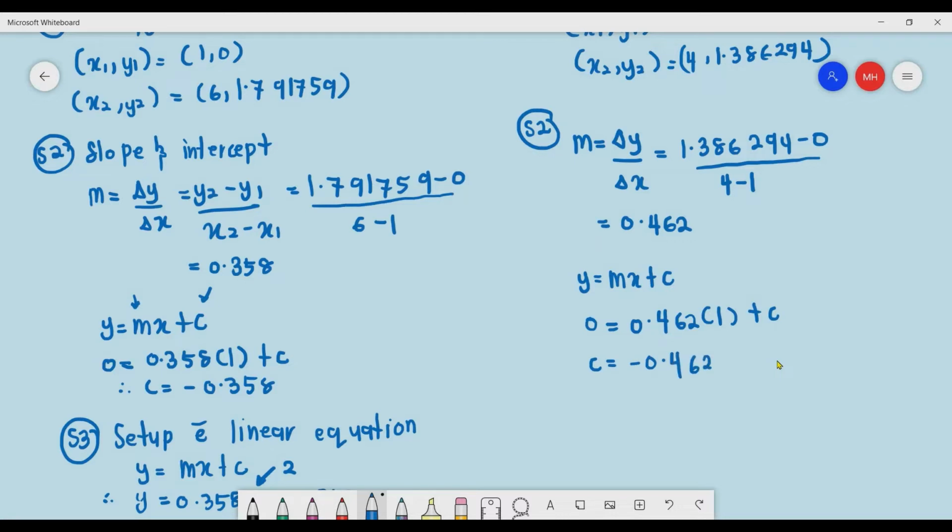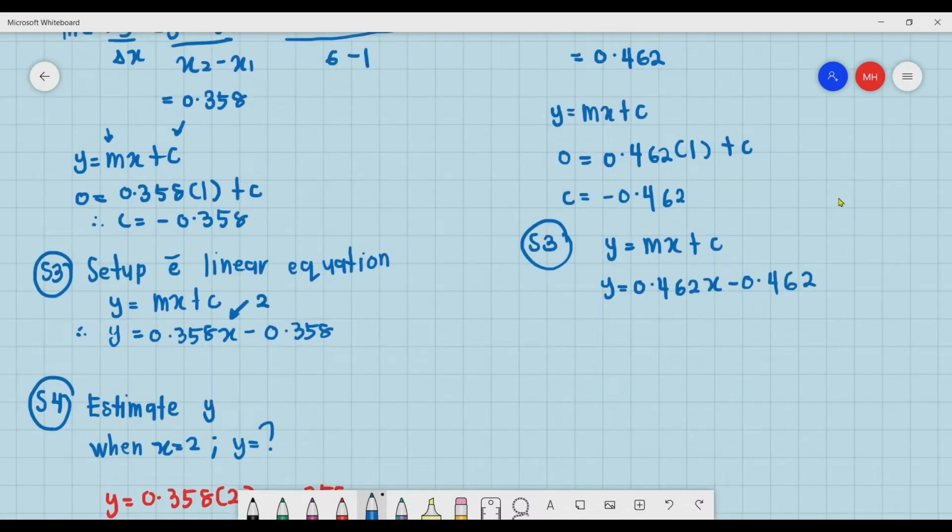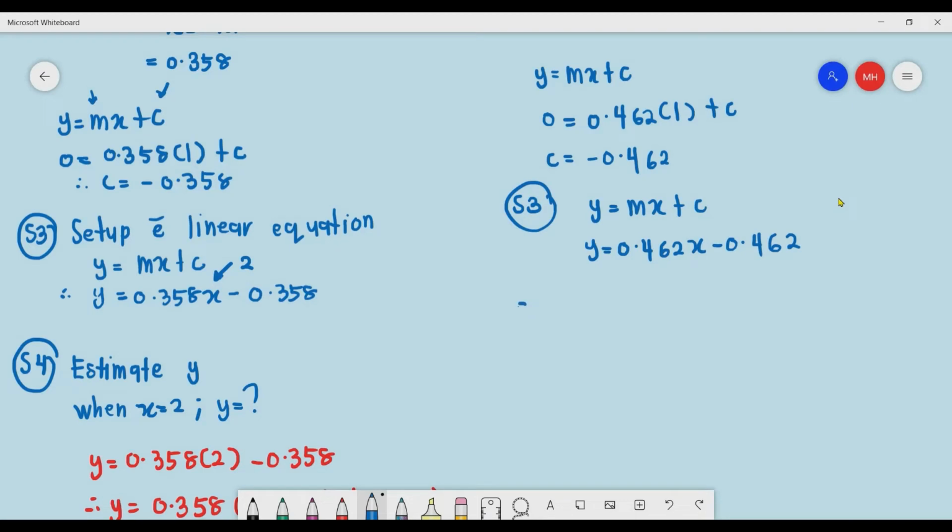From this slope and this intercept, you can set up the equation, which is y equals mx plus c. Just substitute what is m and what is c, so we have y equals 0.462x minus 0.462. Then step number 4, to estimate when x equals 2. So y equals 0.462 multiply 2 minus 0.462.